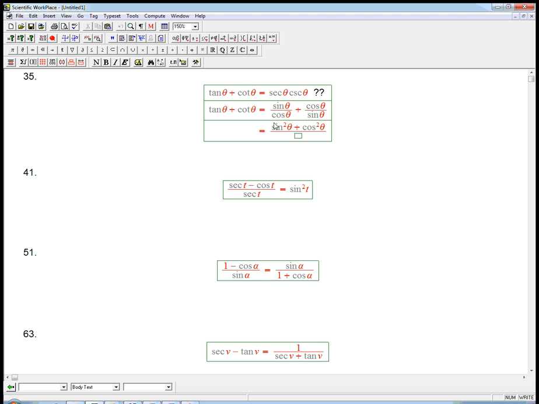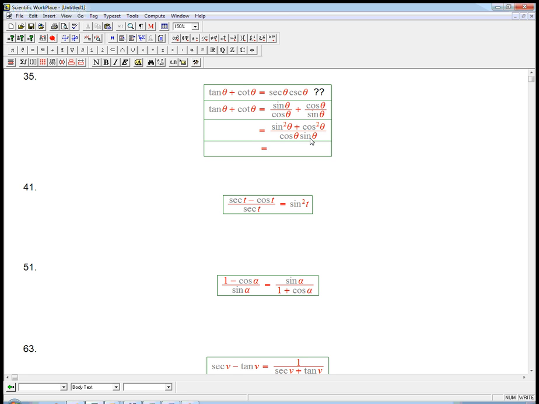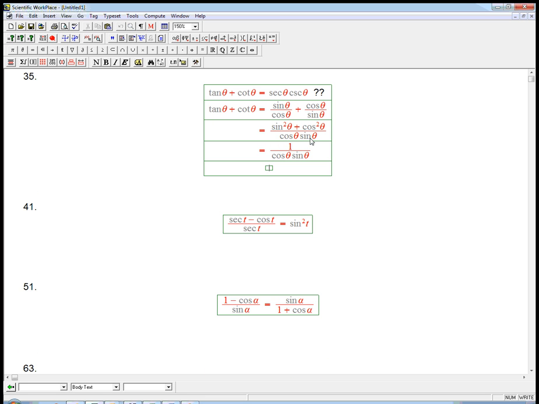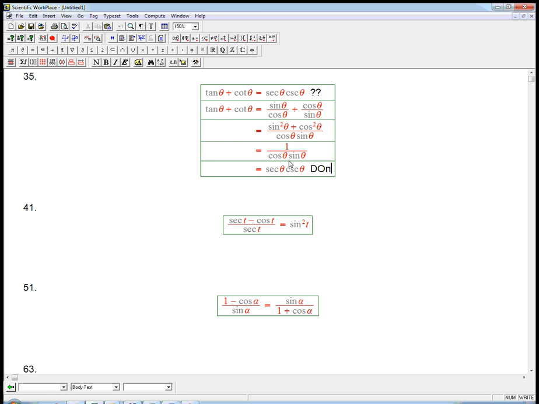So sine times sine, sine squared, plus cosine times cosine, cosine squared, over cosine theta sine theta. And that's 1 on the top. That's the Pythagorean identity. And that is just 1 over cosine times 1 over sine. Oh, that is just exactly secant theta times cosecant theta. Okay. And we're done. We don't even have to write any more. We've got a chain of equalities that go from the left-hand side of the proposed identity to the right-hand side. And so that's a good way to show that. We didn't manipulate it as a unit, but we've shown that it's true.